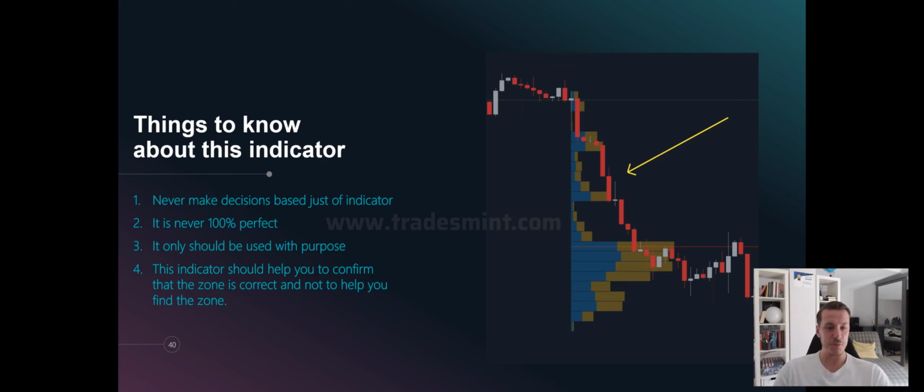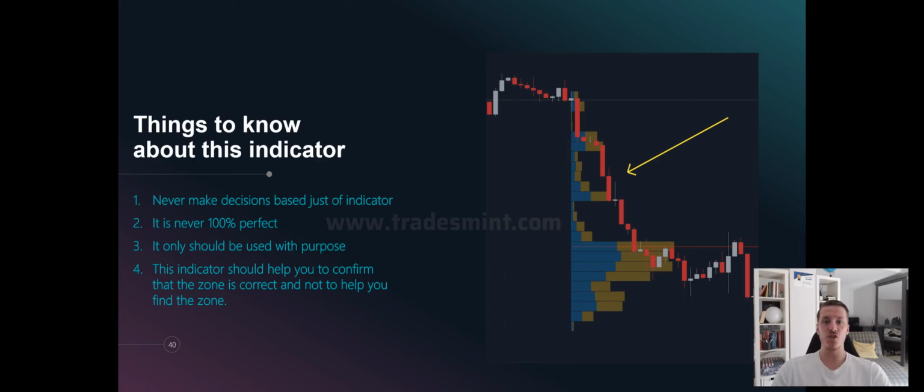It is never 100% perfect. If you see a volume spike, it doesn't mean that the price is going to resist that level. Now, this is why it's not your decision maker. For you to decide if the volume spike is valid, you need to wait and base your trading on facts. You need to wait to see how the price reacts to that volume before making any decisions. It should only be used with purpose.